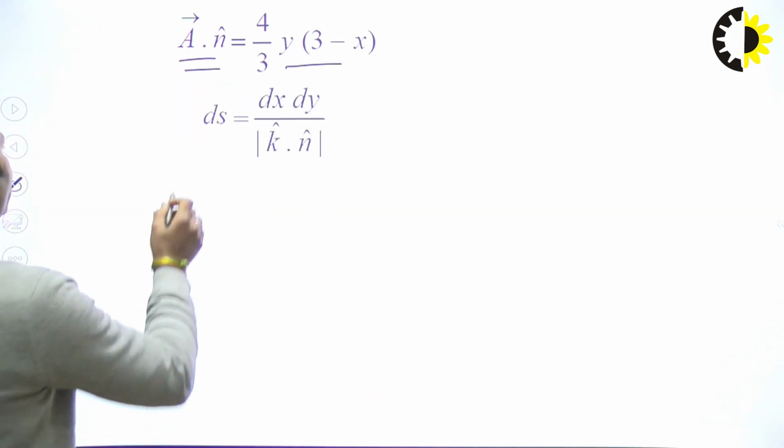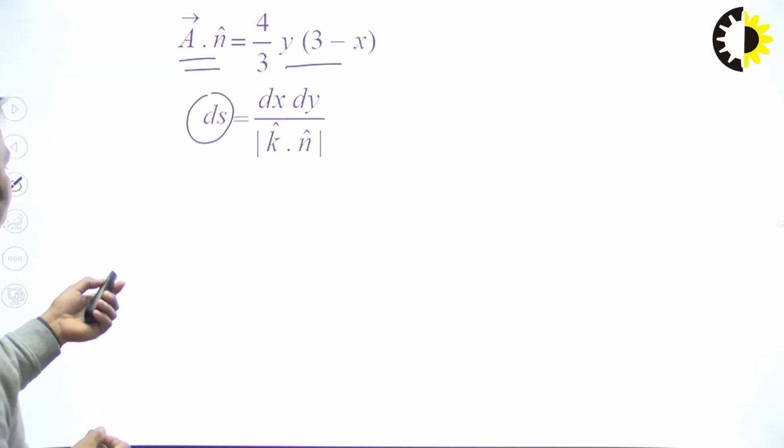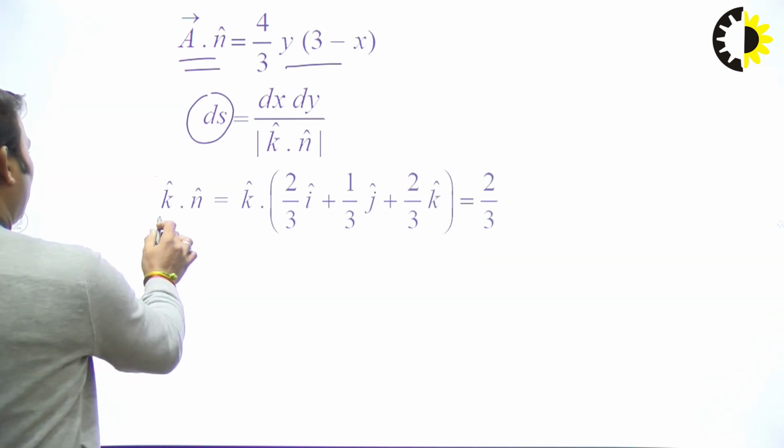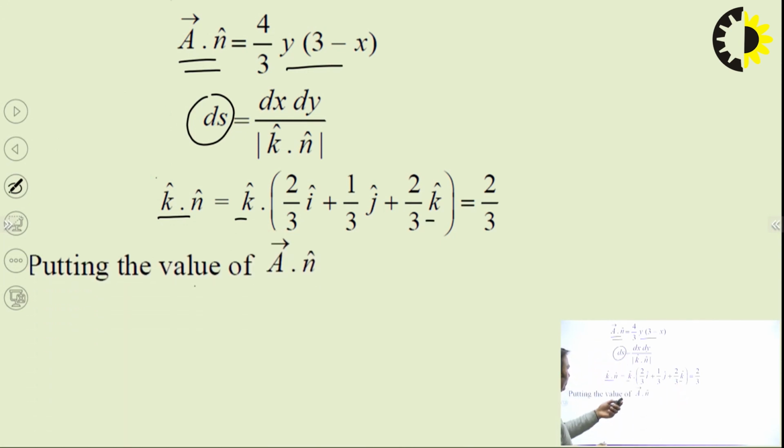Now by using the projection on the xy plane, we must use this formula, because we need to calculate the projection on xy. Now this is k dot n cap. Obviously, because this is n cap, only the k component takes place, the rest i and j become 0, so it is 2/3.